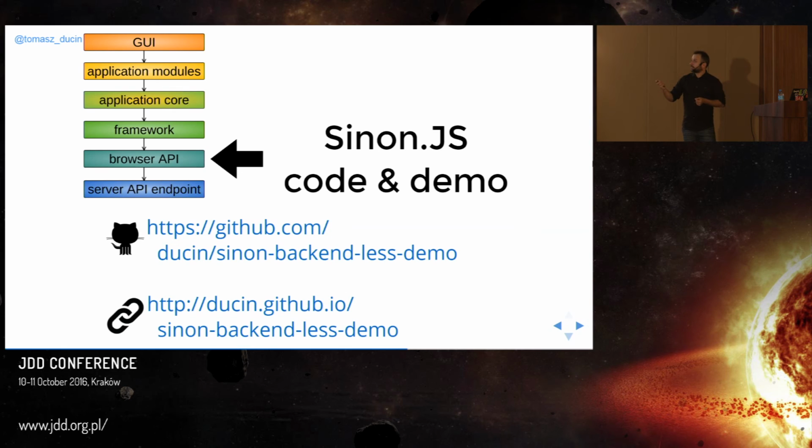So how do we do it? In JavaScript, we've got the thing called XMLHttpRequest. It's just a native JavaScript object that handles all AJAX. And what Sinon.JS is doing, Sinon.js is a testing library that has mocking and stubbing features, including the one that we will see in a moment.